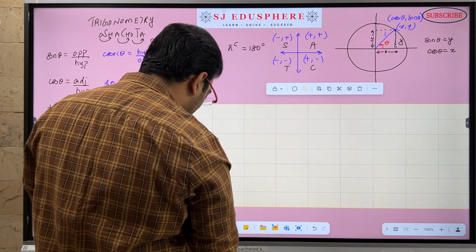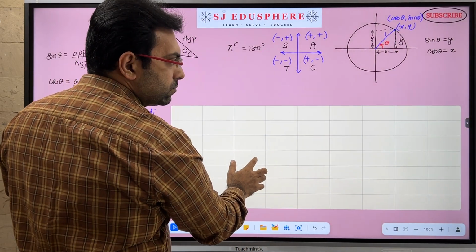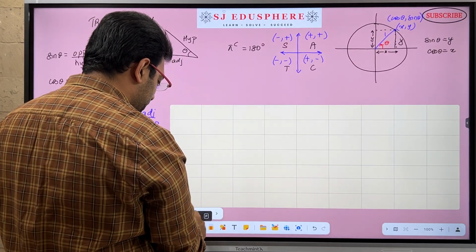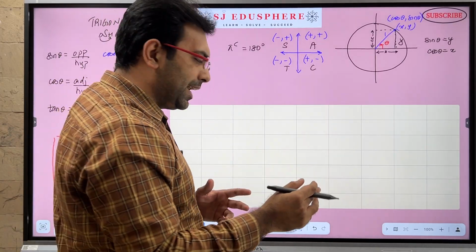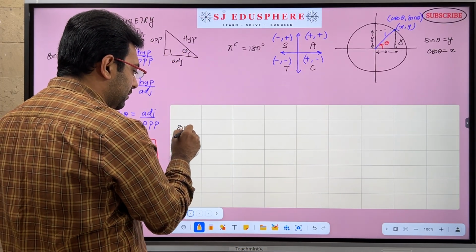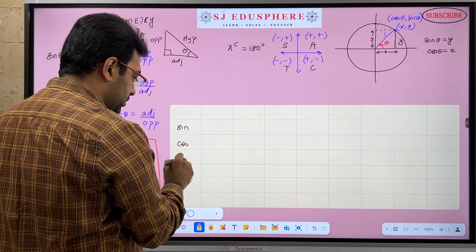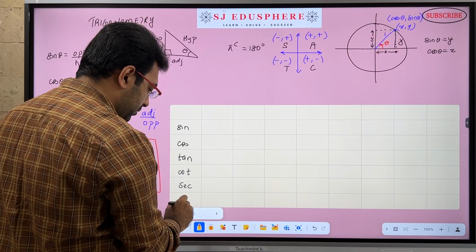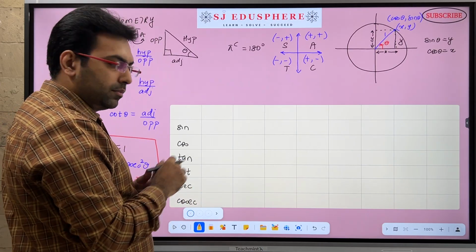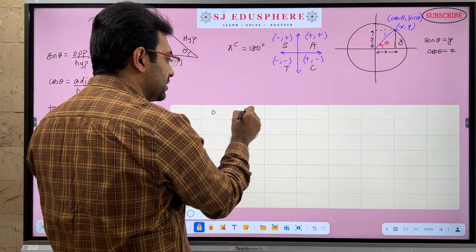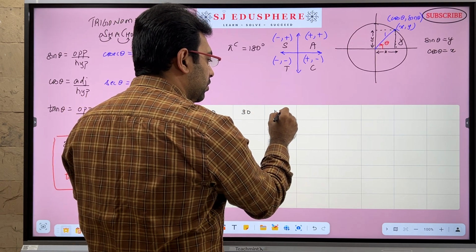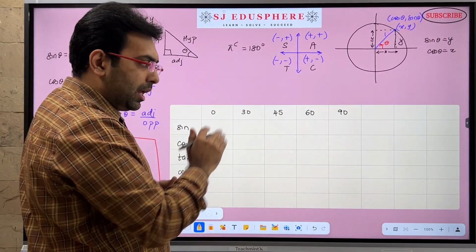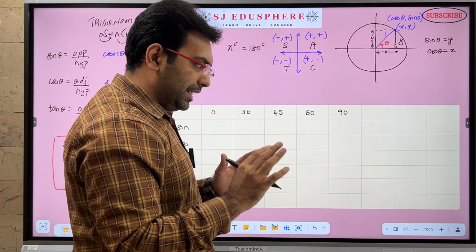So, I am saying the easiest and the simplest way which we used to find, we are going to go ahead with that. So, over here I have sine, cos, tan, cot, sec, and cosec. Over here I have 0 degrees, 30, 45, 60, and 90. I will be filling up those columns later.